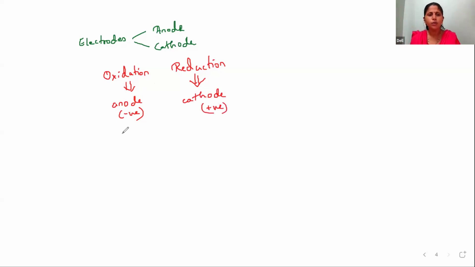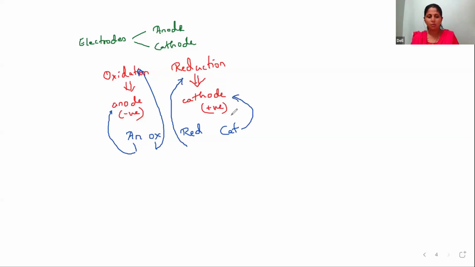Okay. Now, how to remember this? Here I have a memory tip. You can remember it as an ox and a red cat. In books also, this memory tip is being given nowadays. So you can remember it like this: an ox, anode oxidation. Red cat, reduction takes place at cathode. So you can use it to remember what happens at the anode and what happens at the cathode.